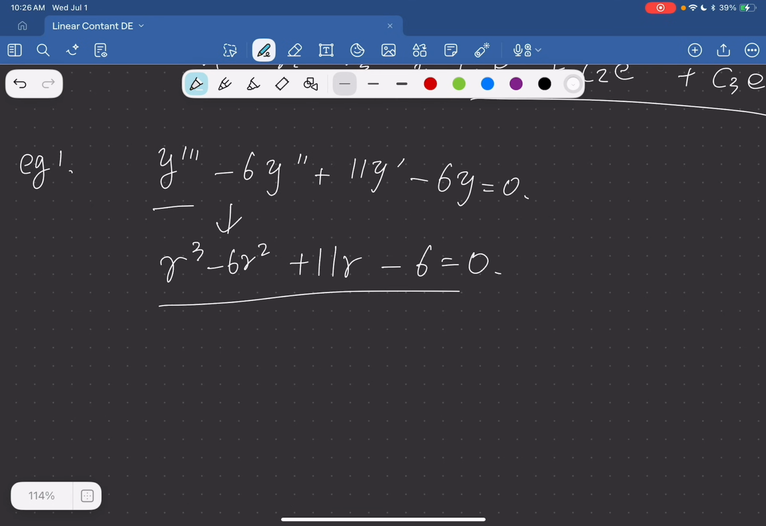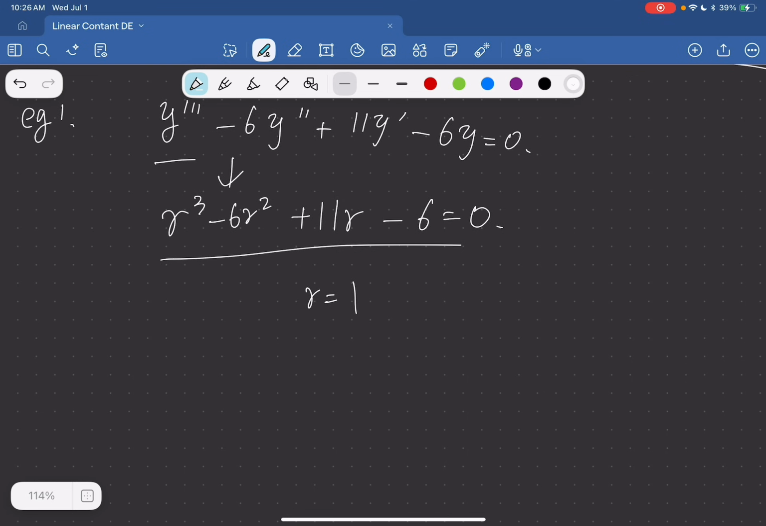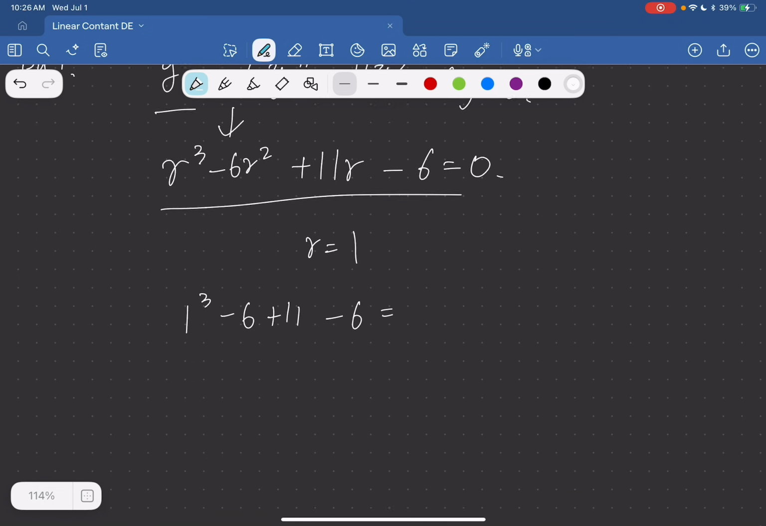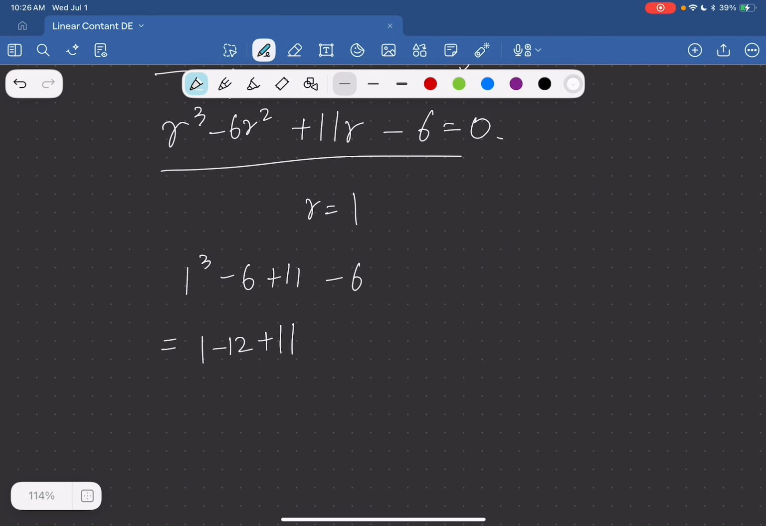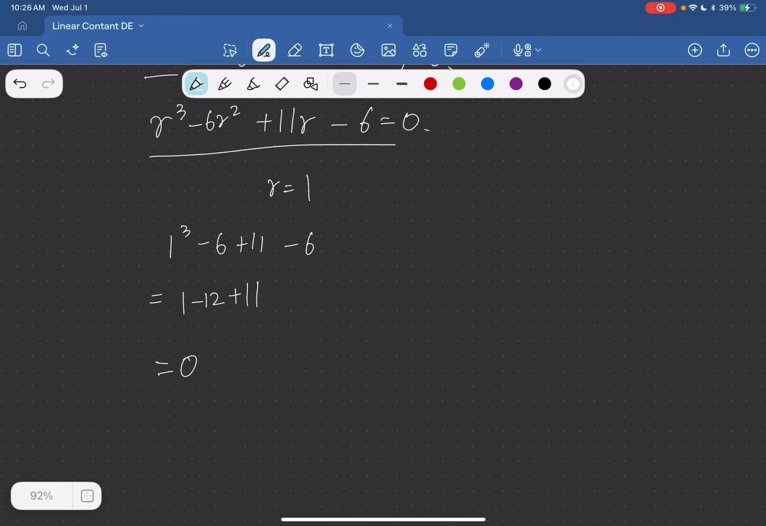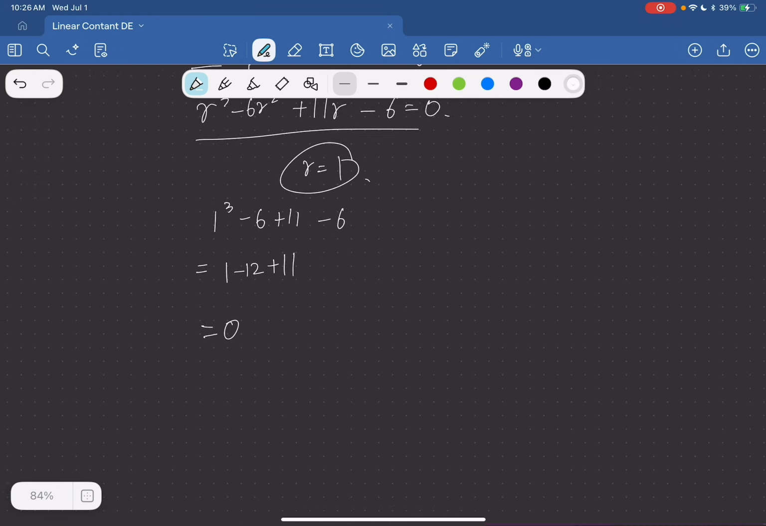In order to solve this, we'll first try some common numbers. For example, we let r equal 1, and let's see whether it's equal to 0. So here it should be 1 minus 12 plus 11. So this should be 0. Now we know r equals 1 is a root of this characteristic equation.